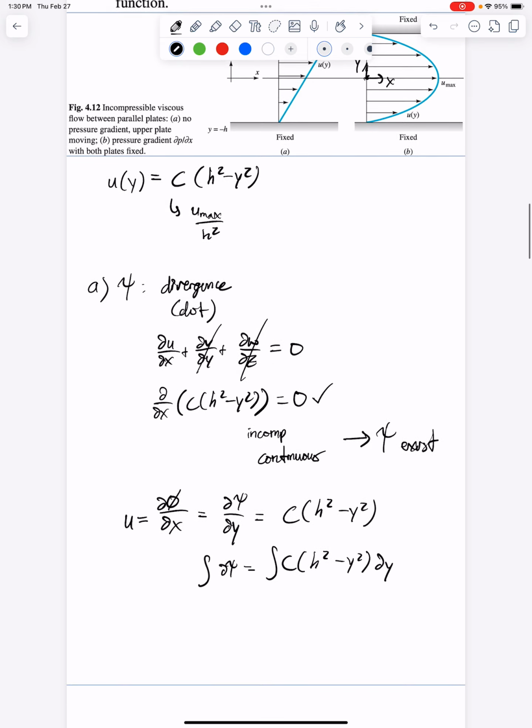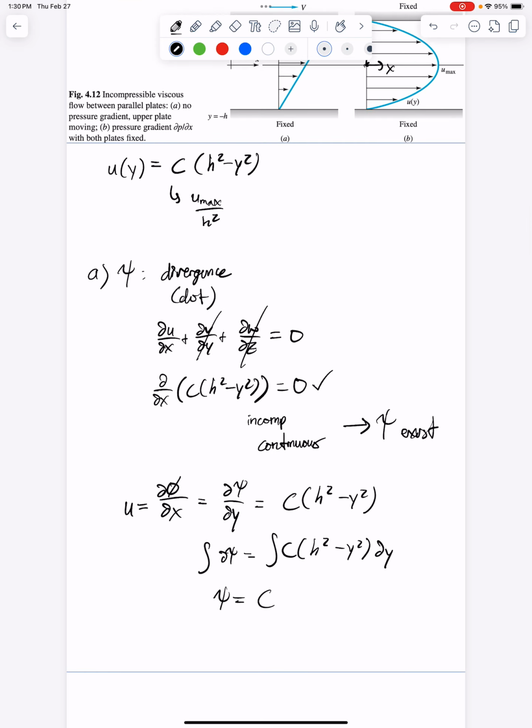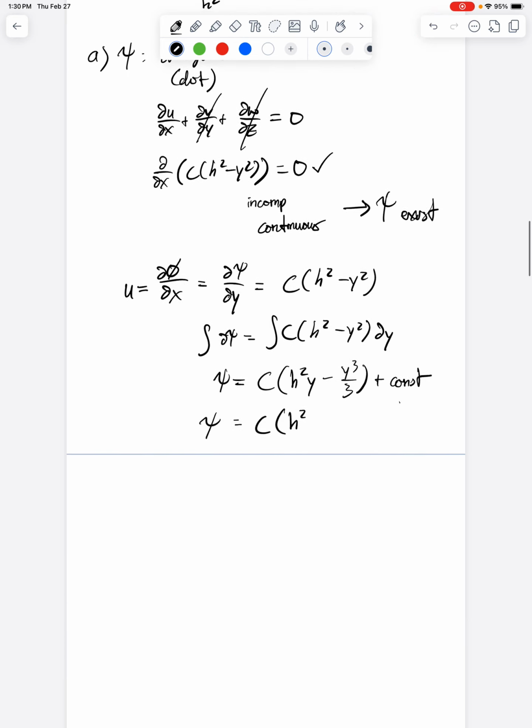Integrate both sides. I get psi is equal to c times the integral of h squared, that's a constant, so that becomes h squared y, minus the integral of y squared, which is y to the power of 3 divided by 3, plus a numerical constant. Because we're working in 1D, the integral should just give you a numerical constant. If you're working in 2D, you will get back a constant that could be a function of another variable. But once again, for the constant of psi, we will plug in a constant for it when we solve for streamlines. So we just move this constant over into the left-hand side and combine it into just one psi. Can you scroll up a little? Oh, yeah.